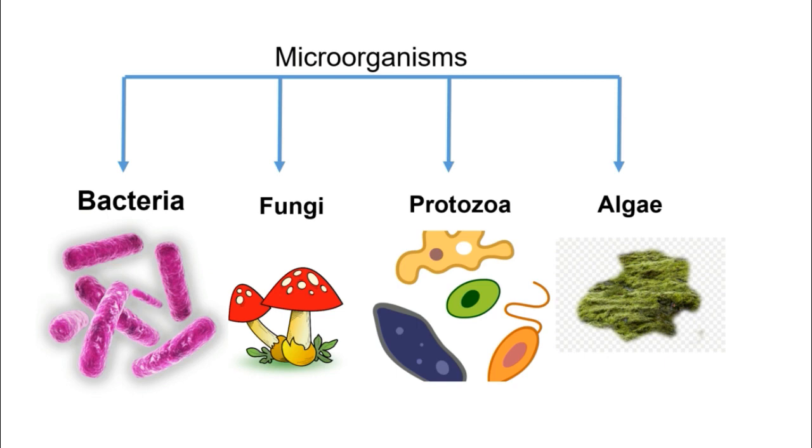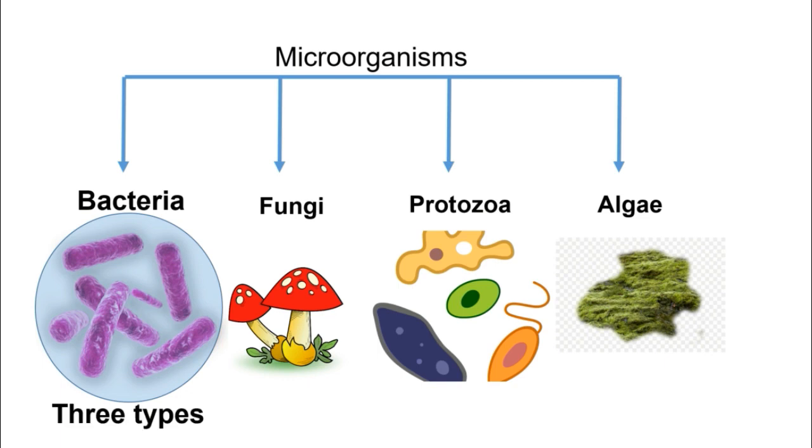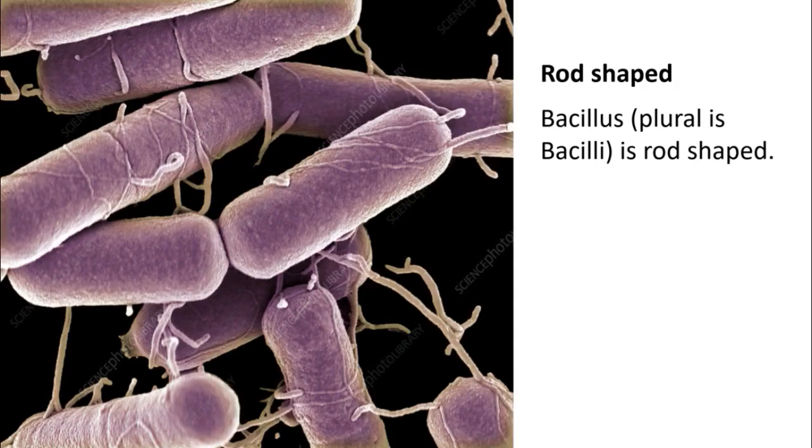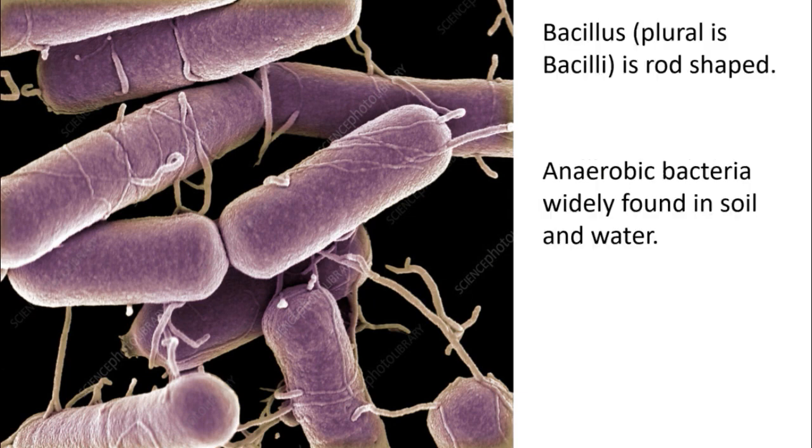We have learnt about bacteria, right? The 3 important types, and the 4th one also we have seen. They are categorized depending on the shapes. The first one is rod shaped. What is it called? Bacillus, and the plural is bacilli. They don't use oxygen, so they are called anaerobic bacteria, and they are found in soil and water.